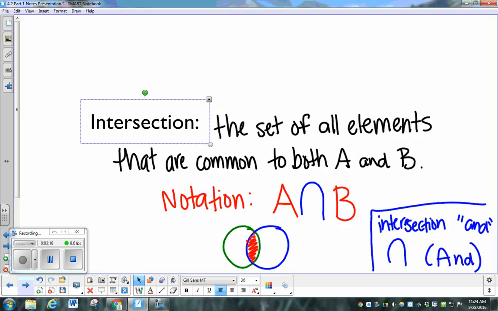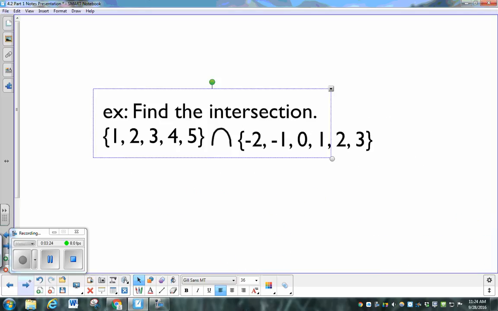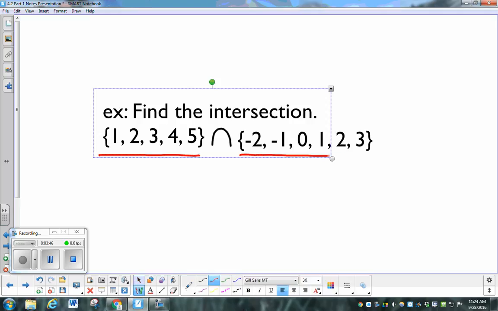So we're going to do an example here where we're going to find the intersection of two sets. Pause if you need to. We're going to find the intersection of the set 1, 2, 3, 4, 5, and of this set, -2, -1, 0, 1, 2, 3. So what we're looking for is the numbers that are common to both of them. That's what intersection means. It has to be in one and it has to be in the other.